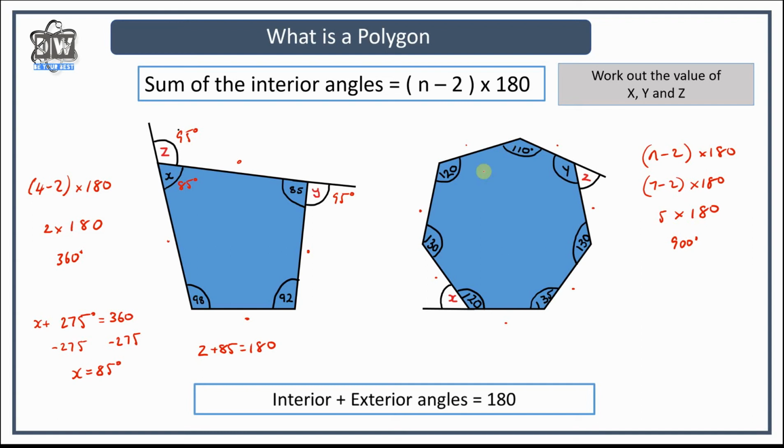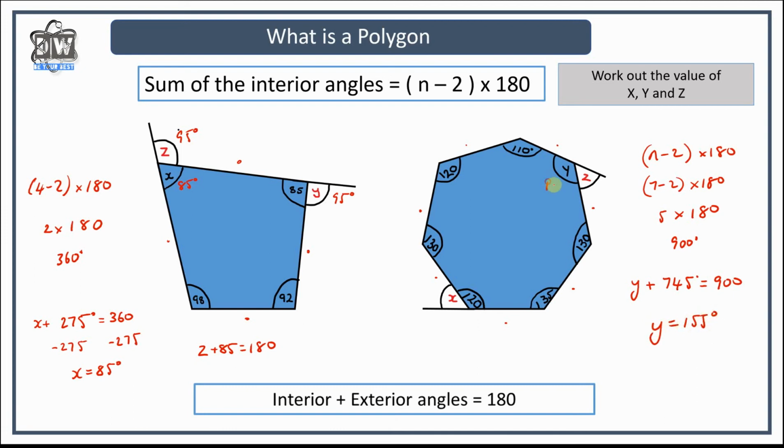So I'm going to do that now. I'm not going to write them all out. Hopefully you will. So I'm going to go 120 plus 130 plus 120 plus 135 plus 130 plus 110, and all of those angles together gets me to 745. So I know that y plus 745 equals 900. Take away 745 from both sides, and then y is going to equal 155 degrees.